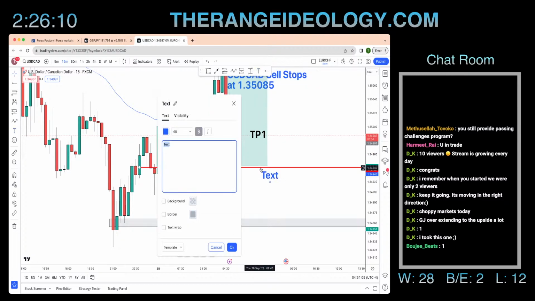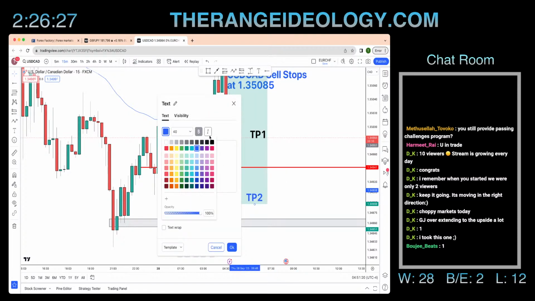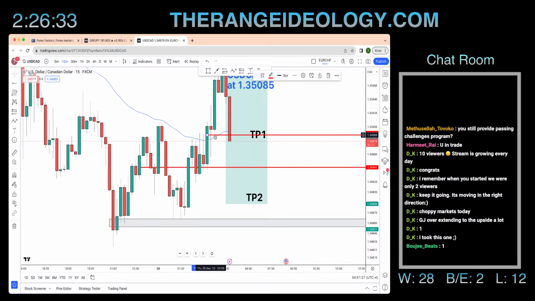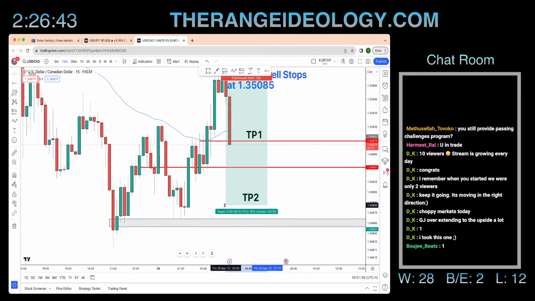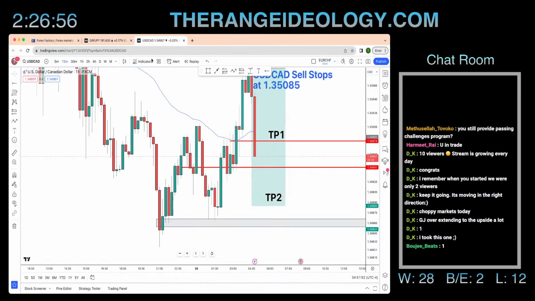I'm going to label the TP2 target here, guys. TP2 will be right here. Look at that, TP1 and TP2. Look at that, guys, at 134.885. Look at that clean push down, guys. And GJ, as anticipated, breaking to the upside to the 4-hour EMA.